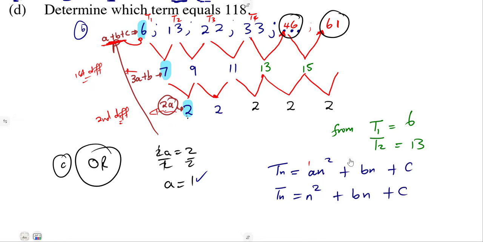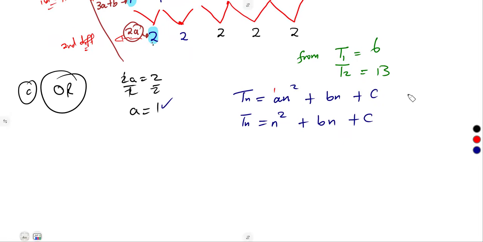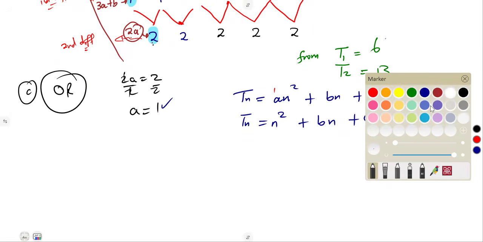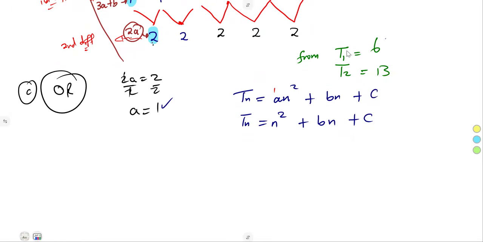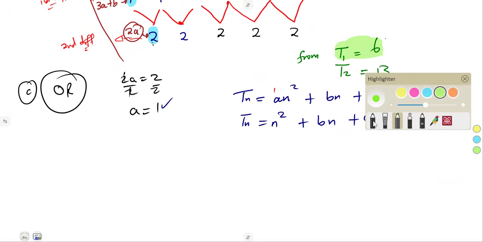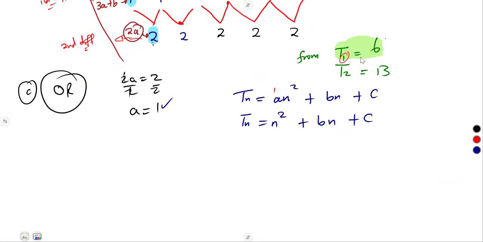So this is what I'm trying to say. As we have T1, which is equal to 6, it simply tells us that n is 1. Remember, it's Tn. So we are told here that n is equal to 1. In place of n, put 1. You must obtain 6. So it simply tells us that.